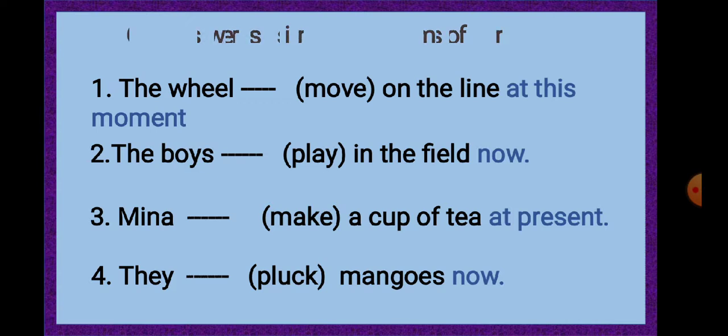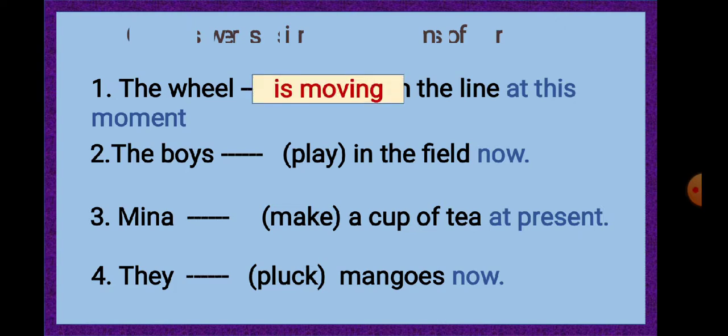Now, dear students, there are some blanks. You have to fill the blanks using the correct form of verbs. The wheel (move) on the line at this moment. The boys (play) in the field now. Meena (make) a cup of tea at present. They (pluck) mangoes now. You see the verbs given in the brackets. Now you see the answer of this question.